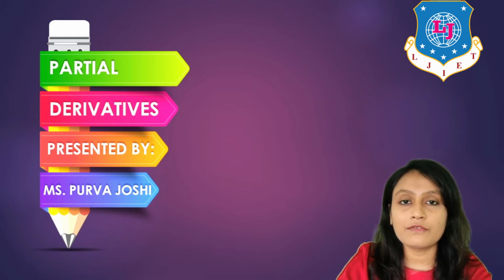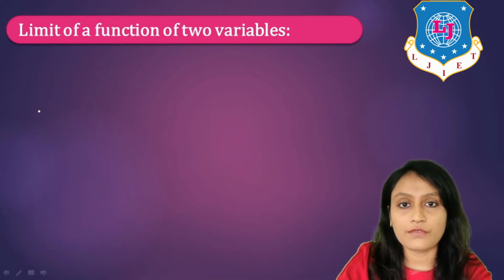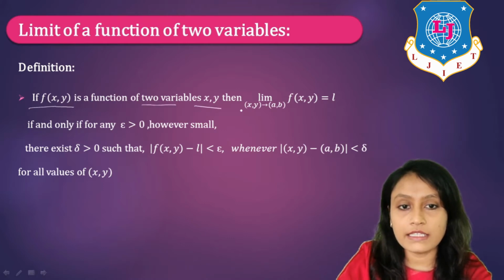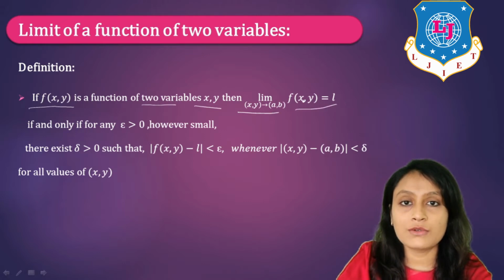Today we are going to solve a few examples of limit and continuity. Okay, so let's first begin with the definition of a limit. If f of x, y is a function of two variables x and y, then limit (x, y) tends to (a, b) of f of x, y equals L.